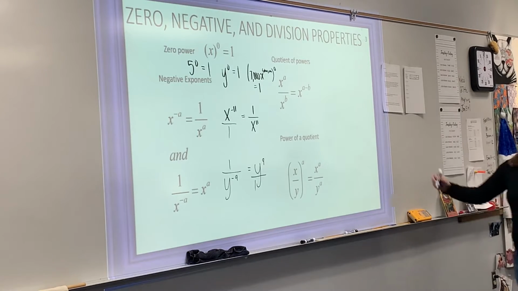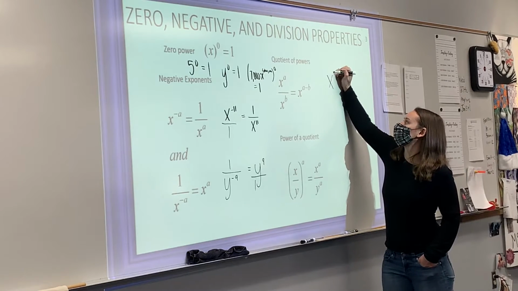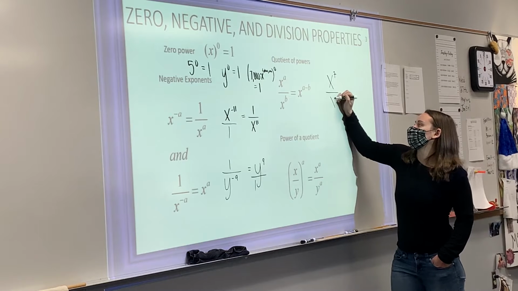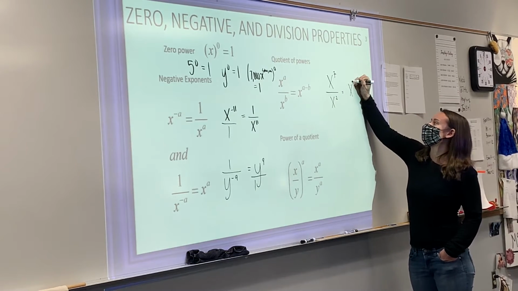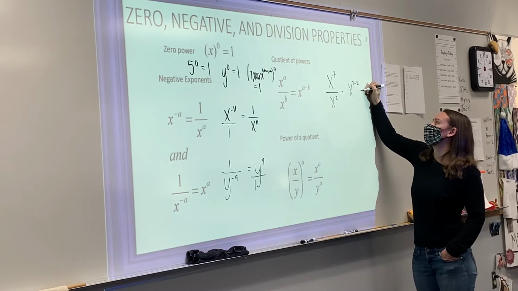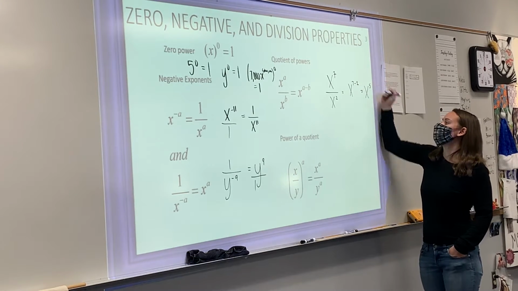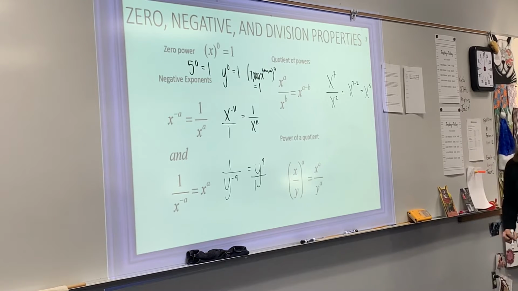All right, this next one is something like this. If I have x to the 7th over x squared, that's going to be equal to x to the 7 minus 2, which is x to the 5th. So that's kind of the big rule we're learning today. And I'll explain later why that's true.